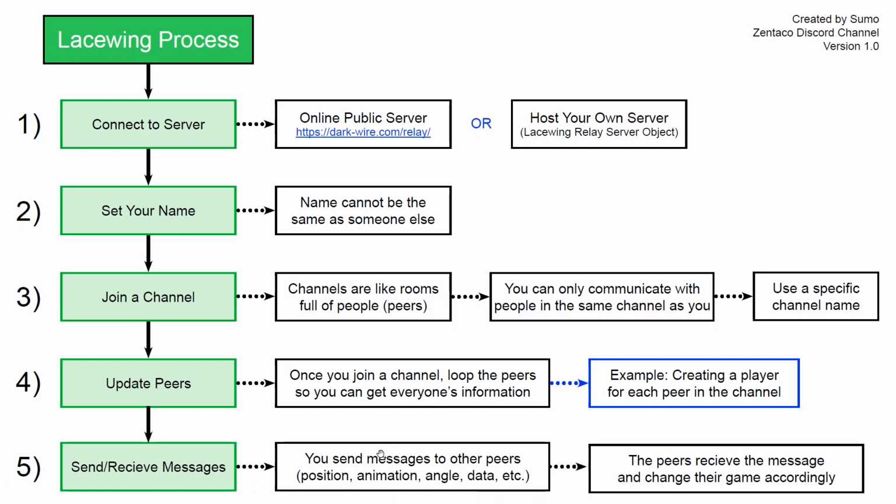So, the kind of information data that you want to send to other people in the channel would be like your position, your current animation, your angle, if it's like a top-down game you're using 360 degrees, other data like your inventory information, stuff like that.